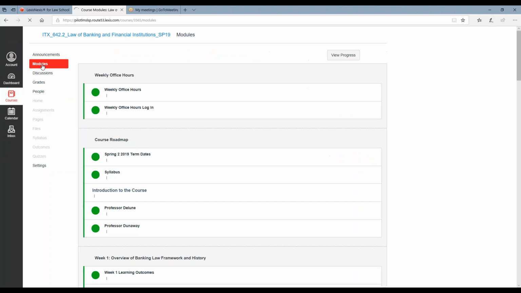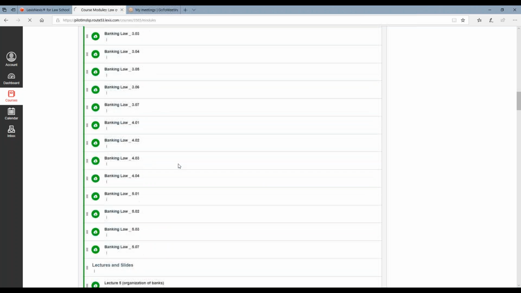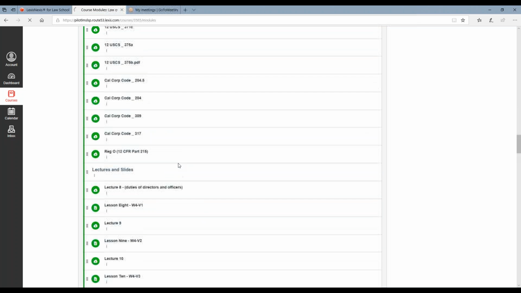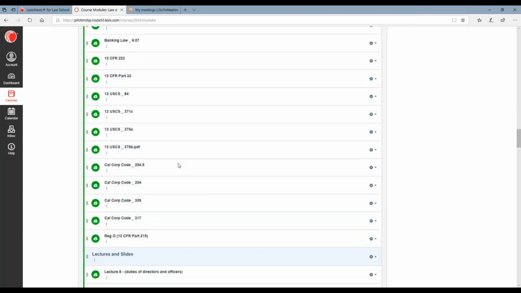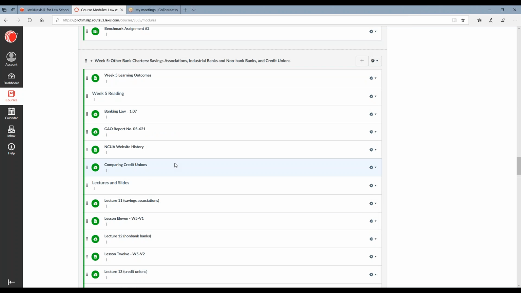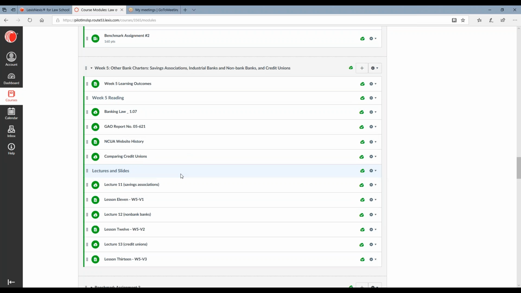So this week, we are now heading into week 5. Let me scroll to week 5. My screen keeps jumping. Sorry about that. Week 5 is other bank charters: savings associations, industrial banks, non-bank banks, and credit unions.